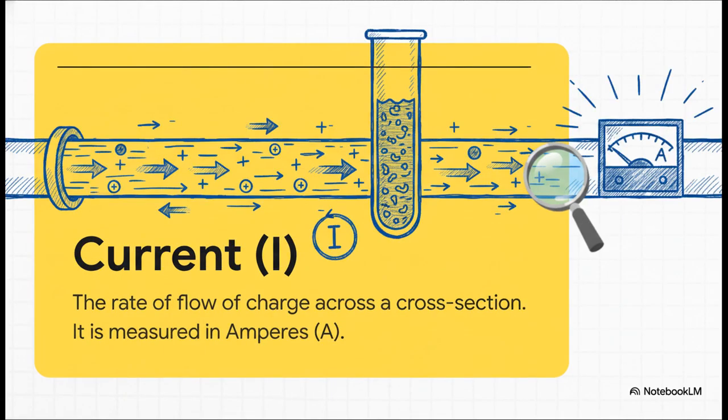Second is the current itself. We use the letter I for this one. This is the flow. It's the actual amount of charge that's moving past a certain point over a certain time. We measure it in amperes, or just amps. It's really no different than measuring how many gallons of water are flowing through a pipe every second.